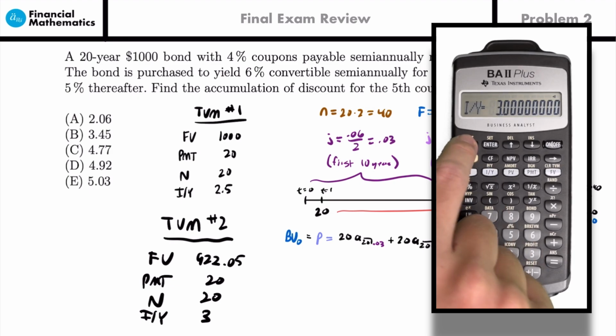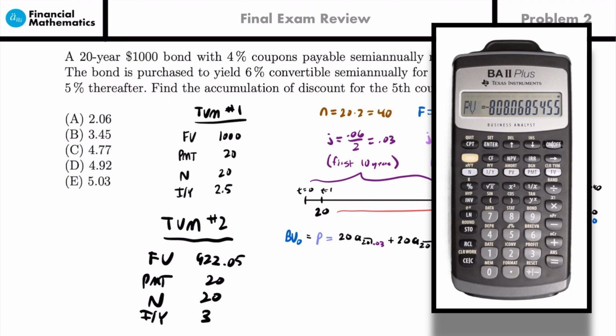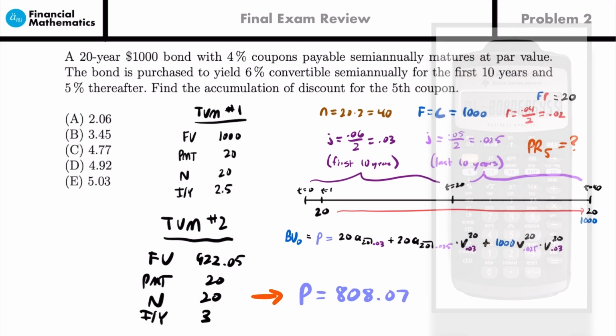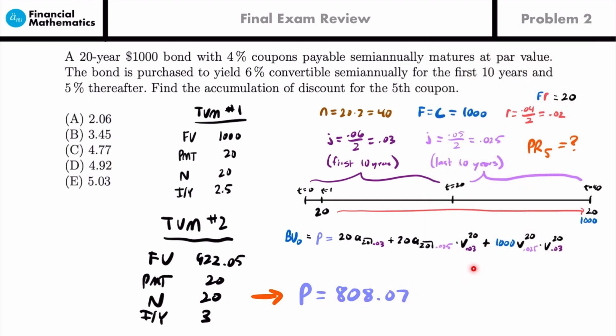Now we can hit compute present value, and there is the actual present value or price of this bond. So from this, we have now found that the price, or the book value at time 0, is equal to $808 and about 7 cents. That is the same thing you would get if you calculated the price using the annuity notation and present value factors, but that would probably take a little longer.